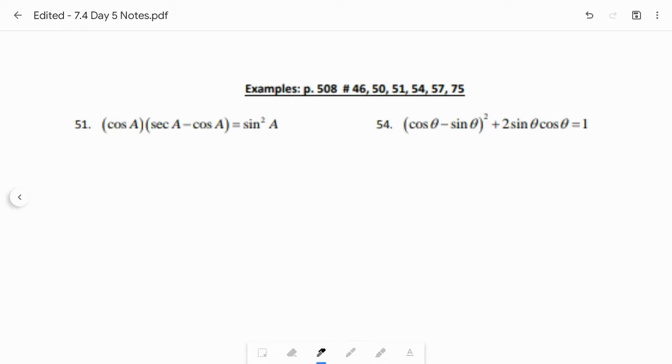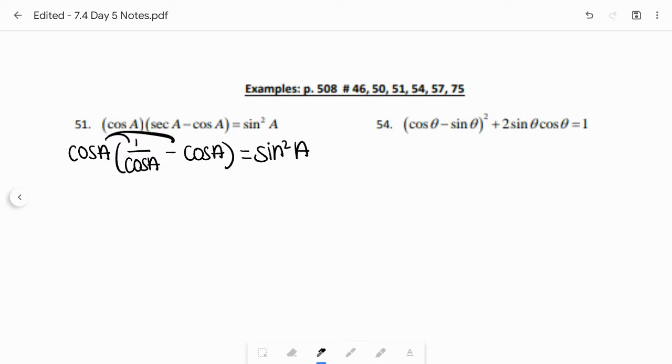Okay, number 51, we have cosine of A times the quantity secant A minus cosine A is equal to sine squared A. So let's rewrite this only using sine and cosine. And once again, the left-hand side is more complex, so let's use that side. So I am going to have cosine of A times 1 over cosine A minus cosine A is equal to sine squared A. Now I can go ahead and distribute.